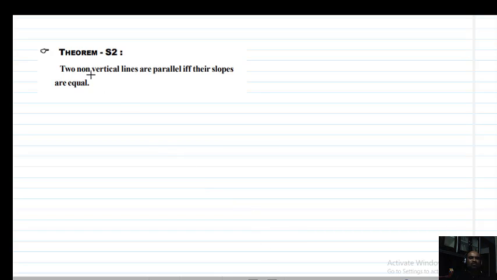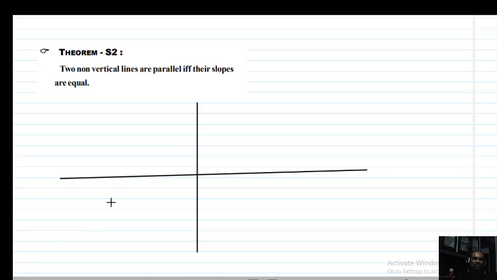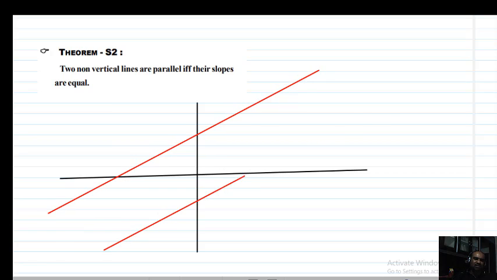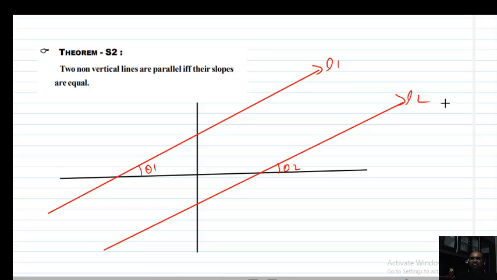Okay. Two non-vertical lines are parallel if and only if their slopes are equal. Important. This is the y-axis, this is the x-axis. Two parallel lines are given. This is one line, these two are parallel, for example. Parallel lines means what? The x-axis is taken as transversal. So this is theta 1, theta 2. Automatically theta 1 equals theta 2 only. So this is line L1, this line L2. If L1 is parallel to L2, then theta 1 equals theta 2.